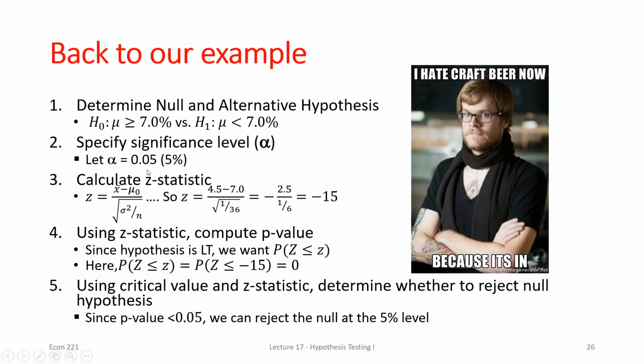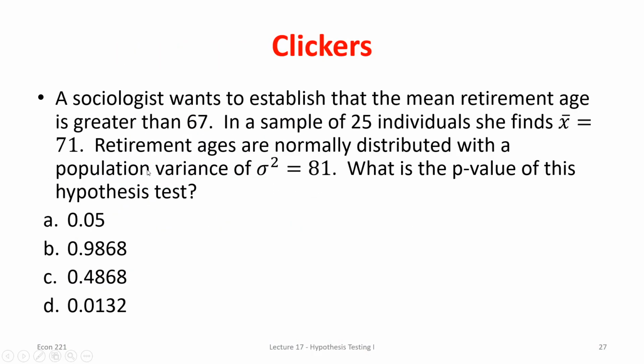So let's go to our next example and think about how we would solve this. We had this one earlier, which said a sociologist wants to establish the mean retirement age is greater than 67. So we want to test whether or not it's greater than 67.